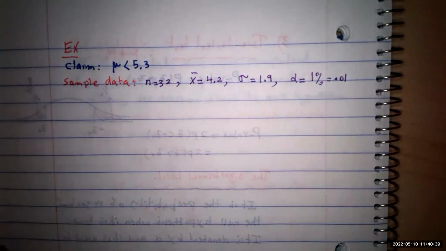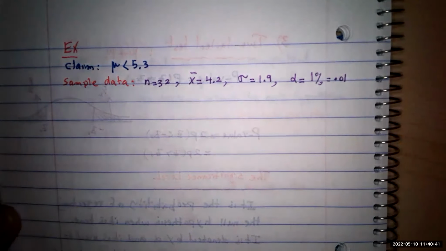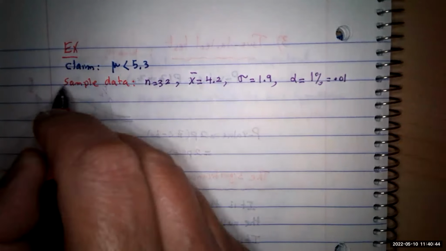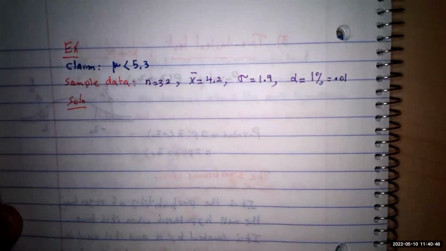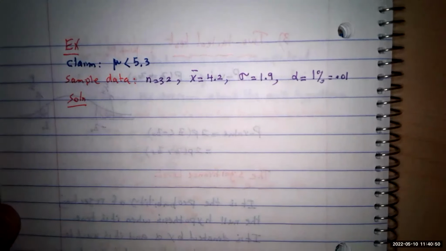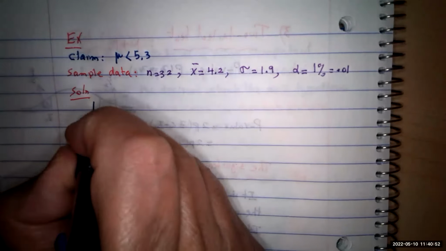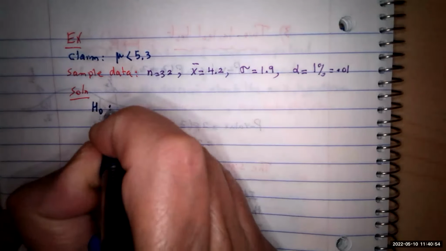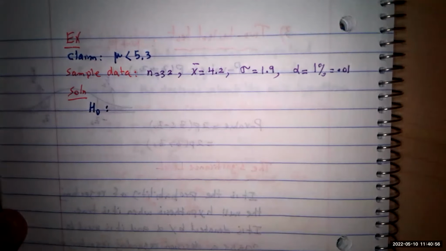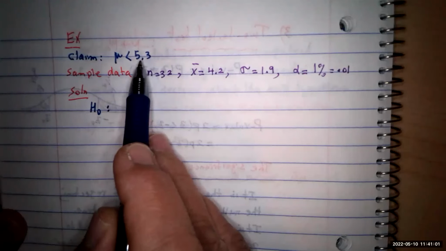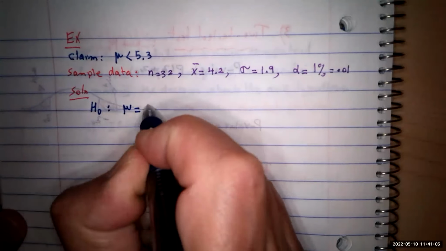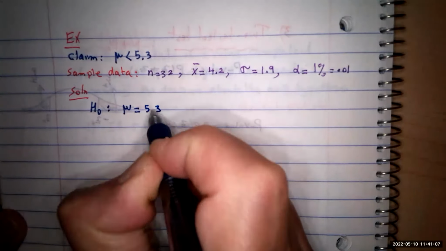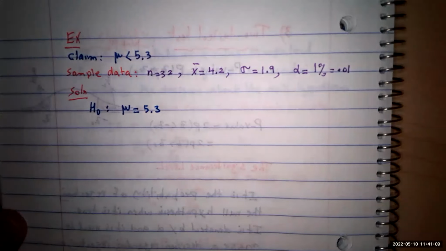This is going to be the procedure. You have to set up the test first. This is the solution, and this is the way you're going to write the solution for us during the test. We start with the H naught. As we talked about, the H naught is always an equation that covers the given number, so mu is equal to 5.3. That's going to be the H naught.